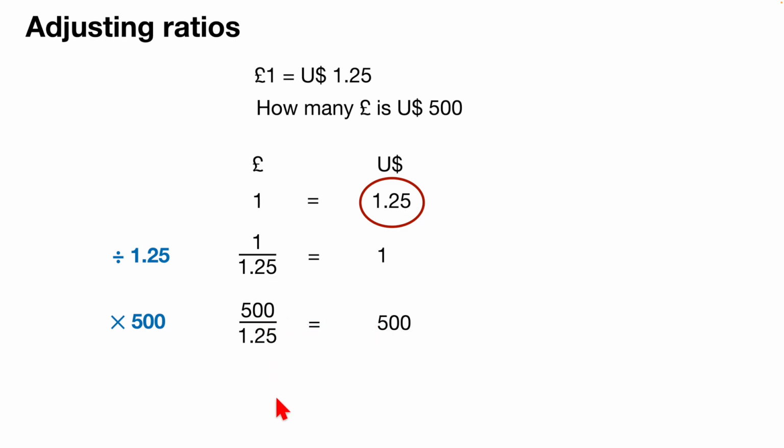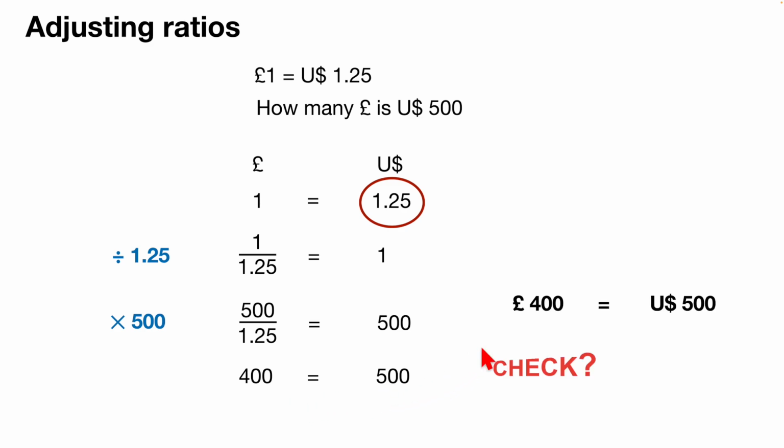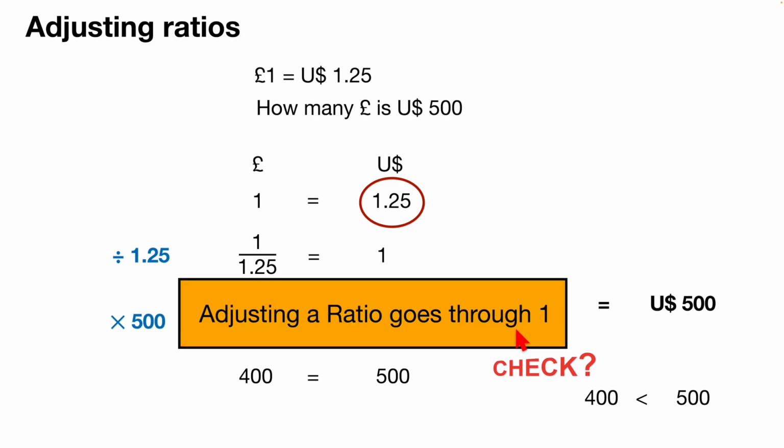A little bit of calculator work. 400 pounds equals $500. There's the answer. And to check it, a very simple check, a very quickie, is to notice that pounds are fewer than the dollars equivalent. It's not a great check, but it's a quick check, and I know, frankly, people don't check that much. Let's look at adjusting a ratio goes through 1.